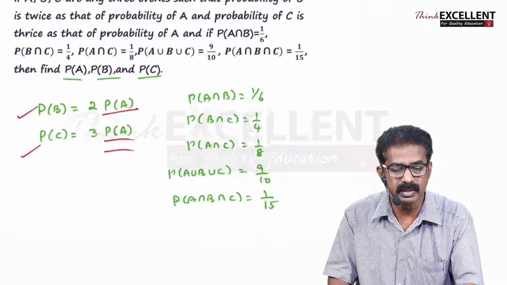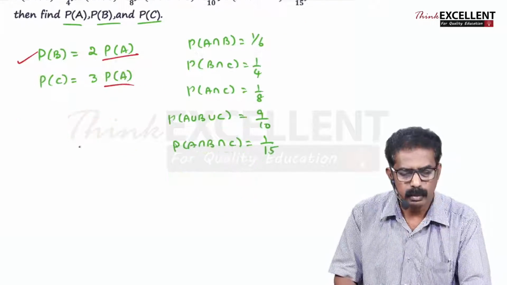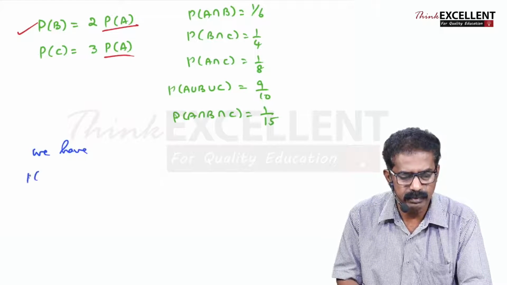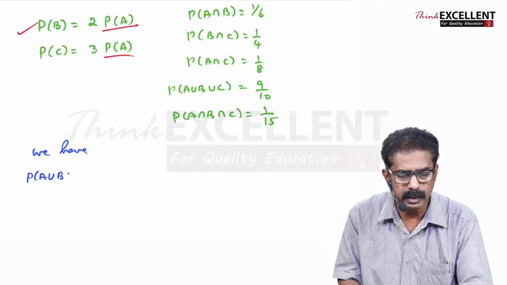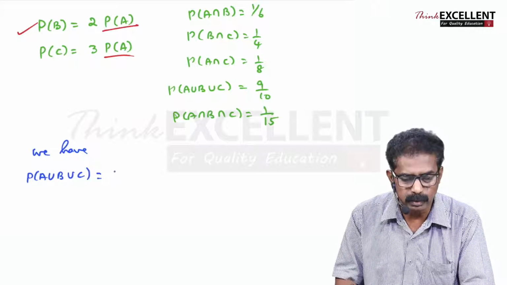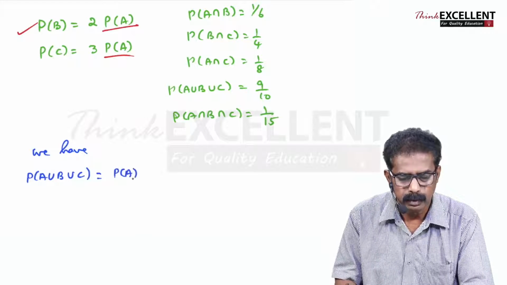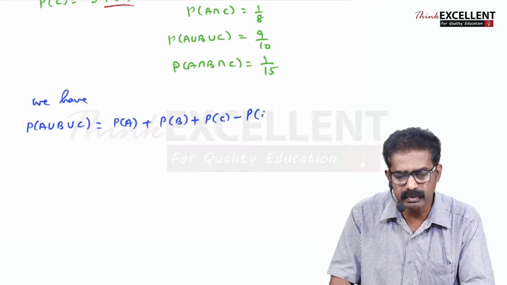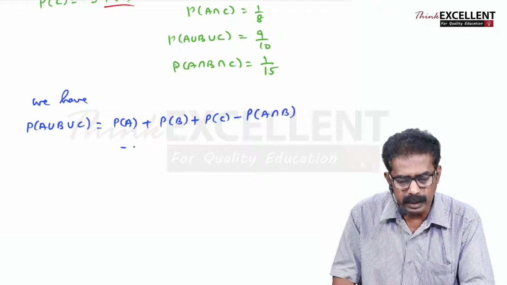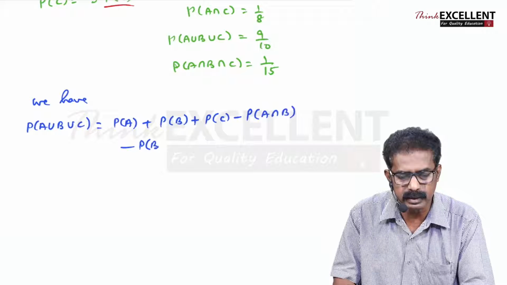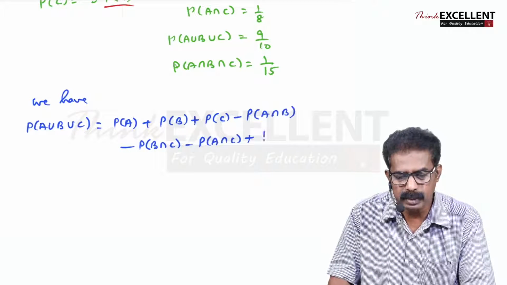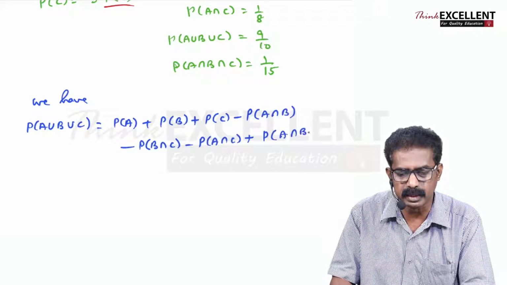So for that we start with the result we know. We have the addition theorem: P of A union B union C equals P of A plus P of B plus P of C minus P of A intersection B minus P of B intersection C minus P of A intersection C plus P of A intersection B intersection C.